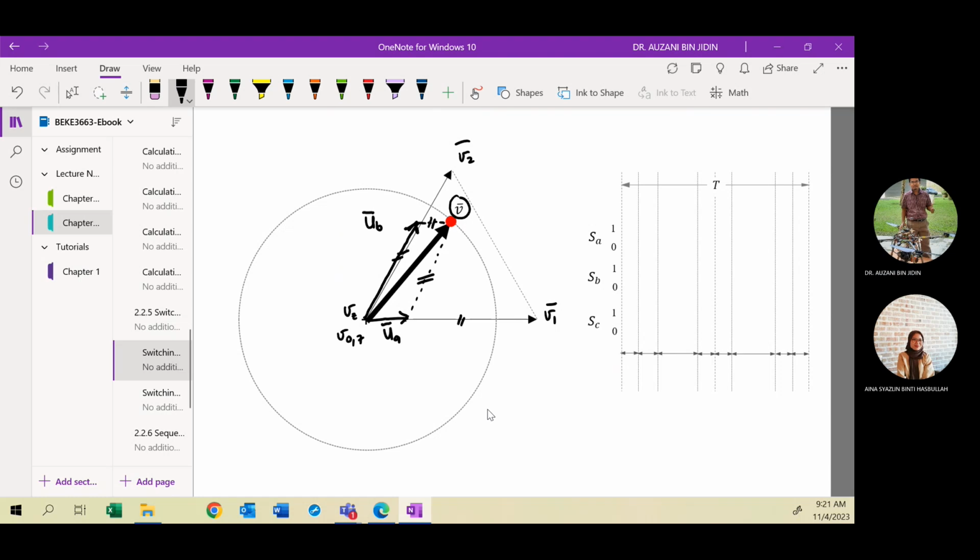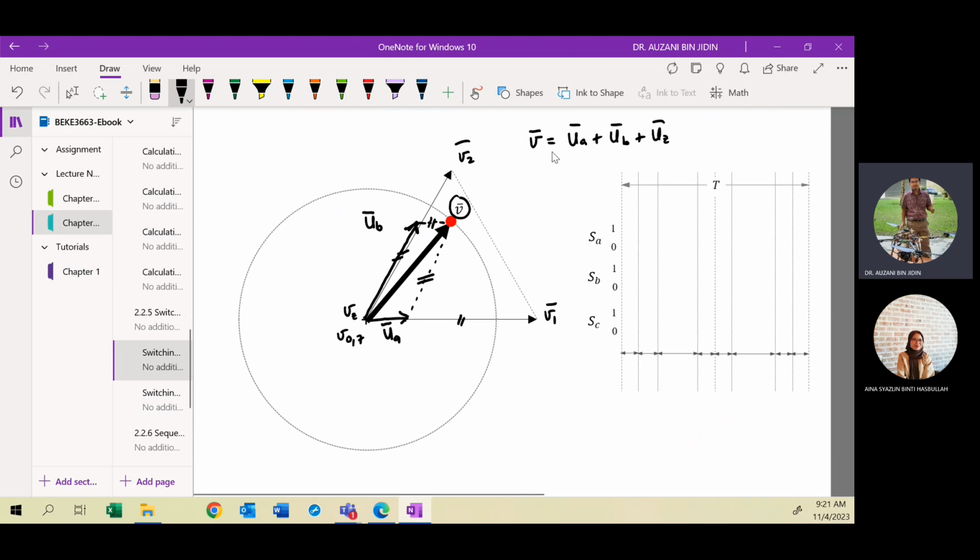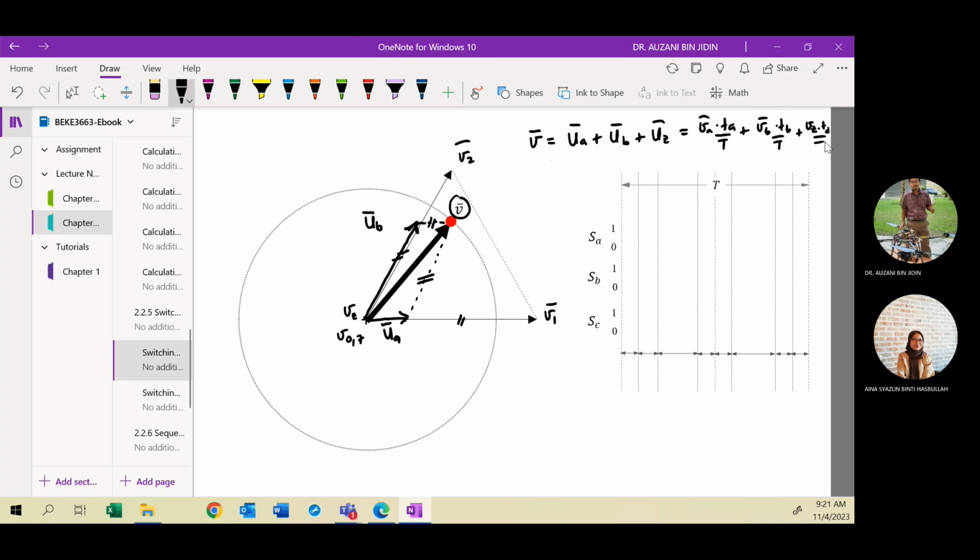So remember, your space vector here is the summation of UA plus UB and UZ. I put U because for another equation you have to state the time ratio. So where UA is VA and its ratio TA over T, UB is VB and its ratio, and UZ is VZ and its ratio. Okay.